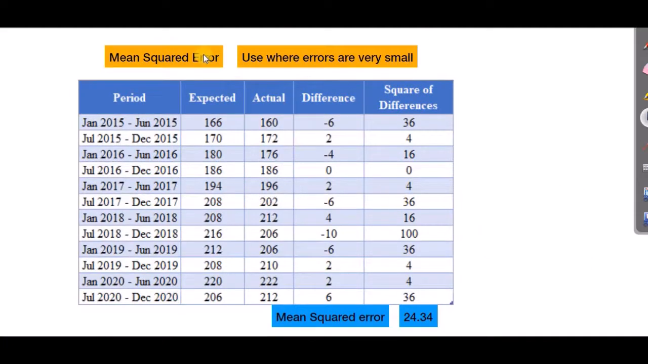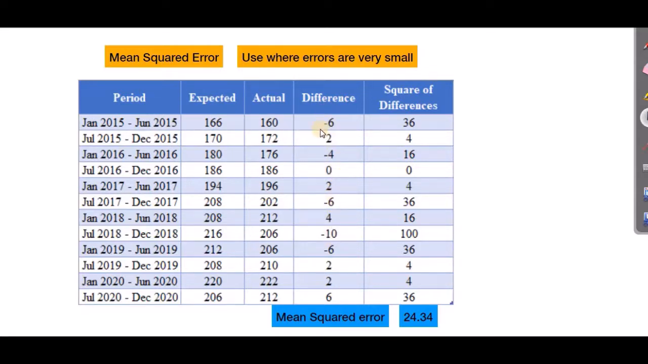Now in mean squared error, wherever the values are very small, in that case we will use mean squared error. Here you can look at it: the expected value and the actual value, if we subtract both of them we will get minus 6, then again we subtract and we get 2, and till the end we get 6. We are getting very small values.